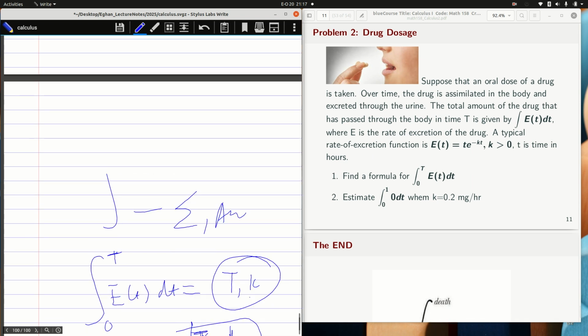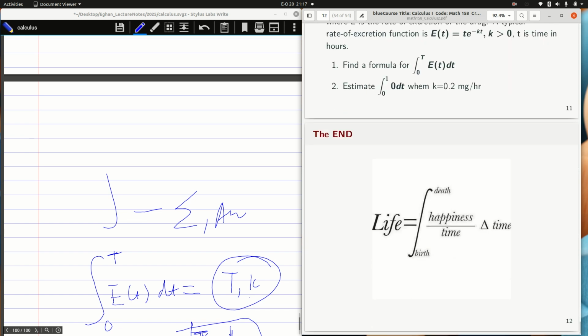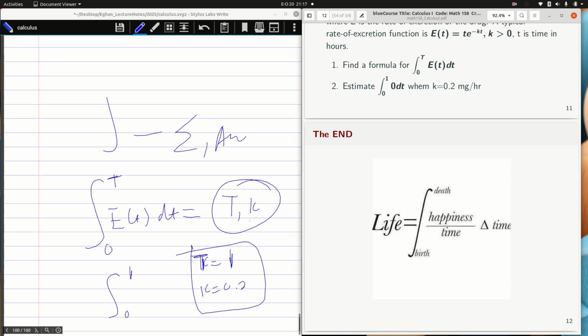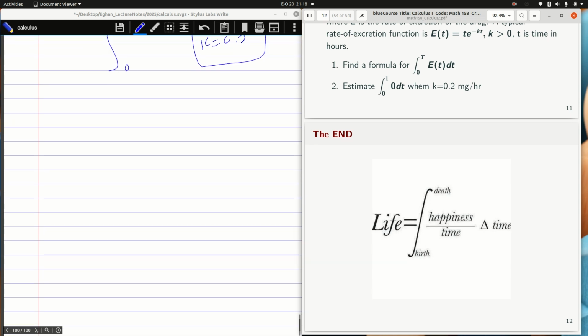On this note, we come to the end of our integration, and as our life as human beings, we can attribute our lives to integration and derivatives. My life is the accumulation of my happiness over time between the day I was given birth to the time I die, and that's how beautiful integration is.